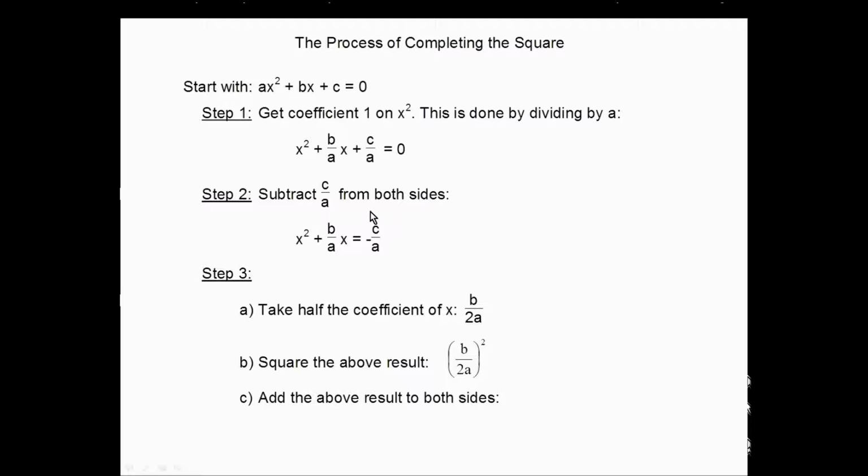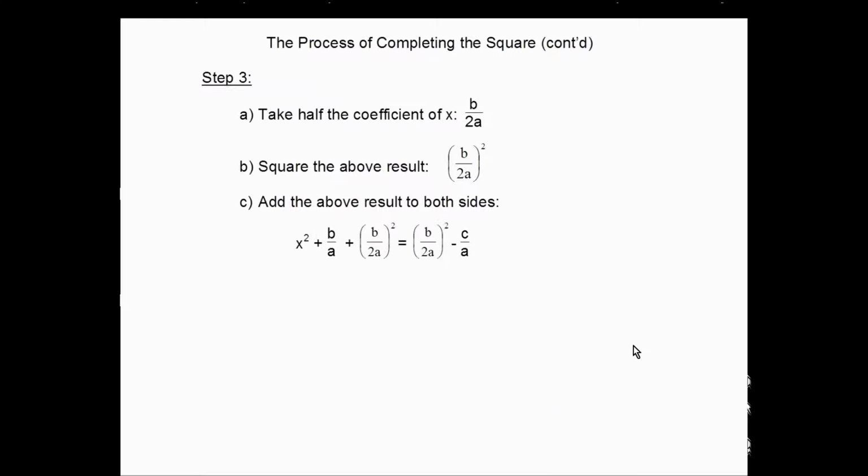So again, we left off here at step 2. We're now going to add this to both sides of where we left off. Okay, step 3 is usually stated like this. Take half the coefficient of x, square it, and add it. So again, this is step 3, and now I've added that b over 2a squared to both sides. I've put it on the end on the left, I've put it in the front on the right.